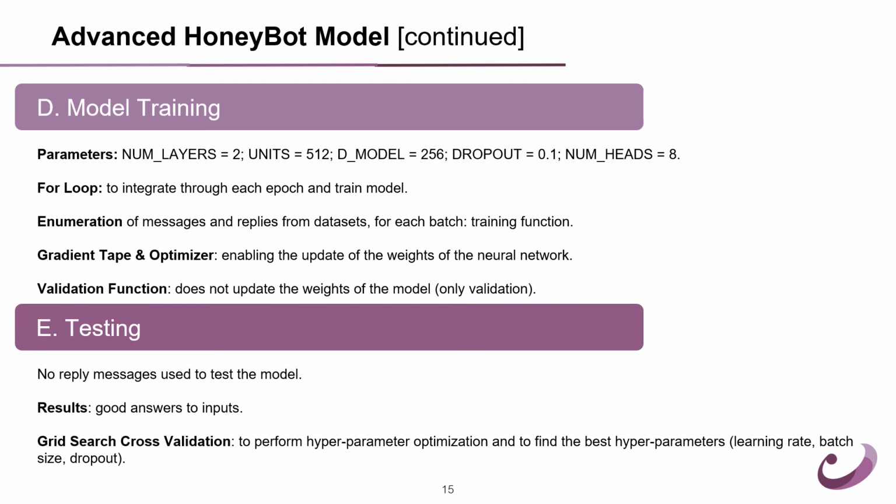The model was trained using the following parameters. A for loop was created to iterate through each epoch and train the model. Messages from the dataset that have no replies were used to test the model. As for the testing result, the result convinced us, having good answers to input with this model adapted to the Darknet chat room. Grid search cross-validation method can also be used.